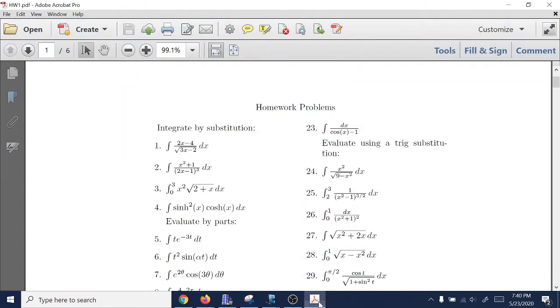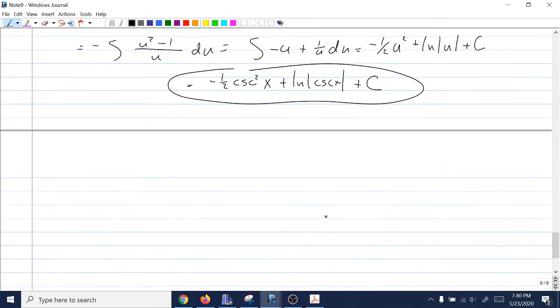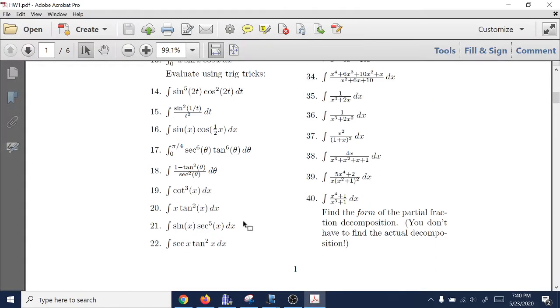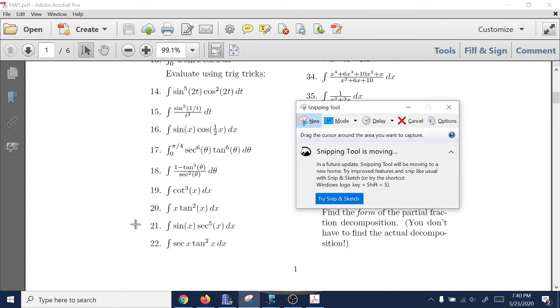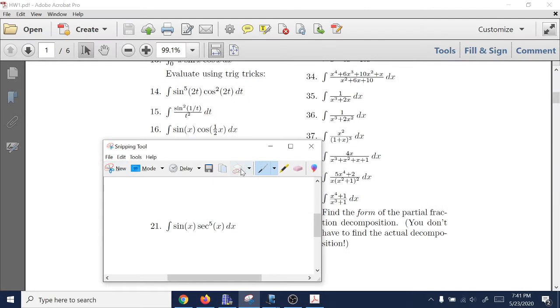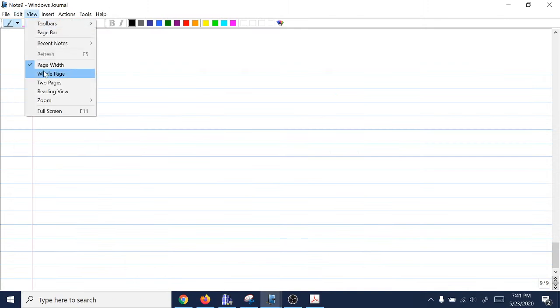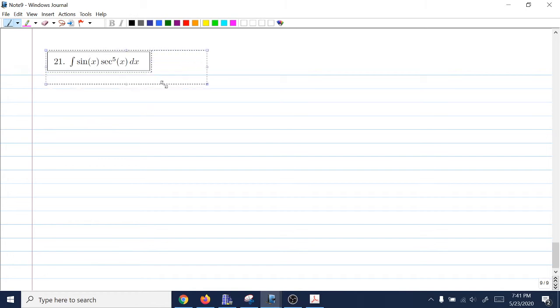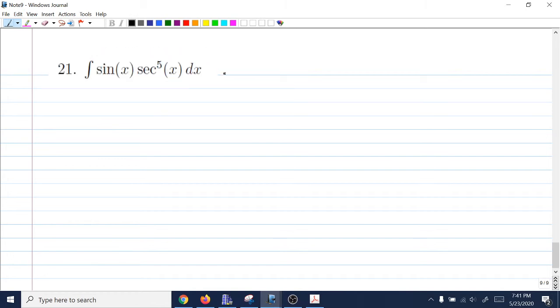Cool. What was the last one I just did? It was 19. Here's 21. Sine secant to the 5th. We spent a lot of time talking about how to do a power of secant and a power of tangent. We spent a lot of time talking about how to do a power of sine and a power of cosine. We didn't talk about mixing sines and secants. Let's try just turning this into sines and cosines and see what we get. This is sine x over cosine x to the 5th.